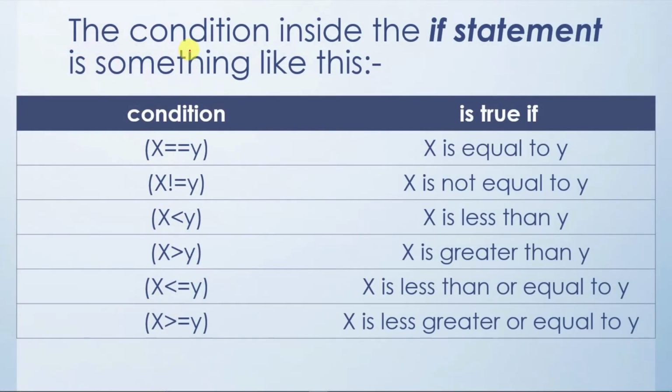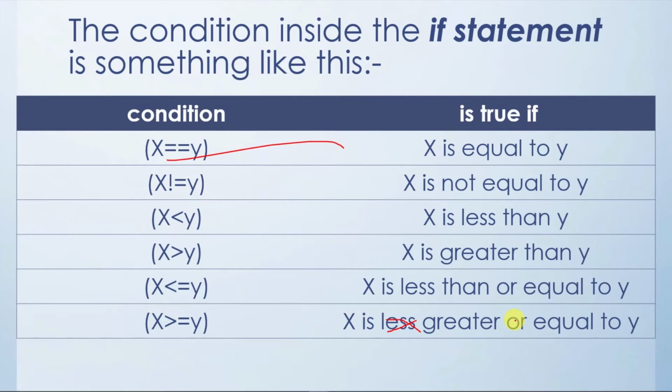The condition inside the if statement is something like this, and we can take it as x equal to y. It means x is equal to y; not equal means x is not equal to y; less than means x is less than y; greater than means x is greater than y; less than or equal to means x is less than or equal to y; and greater than or equal to means x is greater than or equal to y. Okay, to know about it, let's jump to the program.